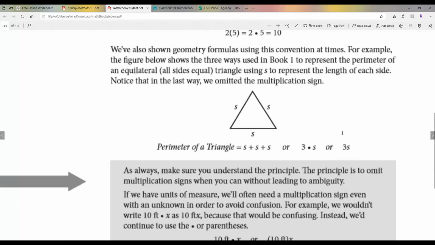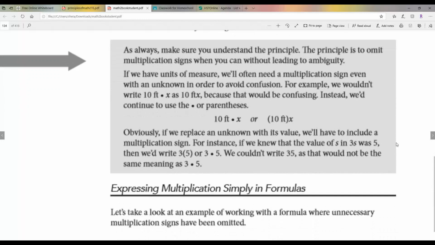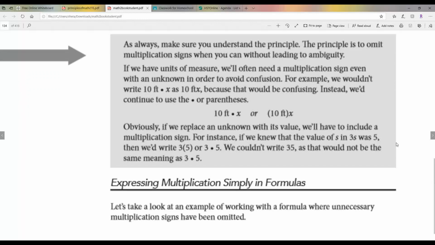We've also shown geometry formulas using this convention at times. For example, the figure below shows the 3 ways used in Book 1 to represent the perimeter of an equilateral triangle, all sides equal, using s to represent the length of each side. Notice that in the last way we omitted the multiplication sign, see? So the perimeter of a triangle is s plus s plus s, or 3 times s, or just 3s. Now always make sure you understand the principle. The principle is to omit multiplication signs when you can without leading to ambiguity.